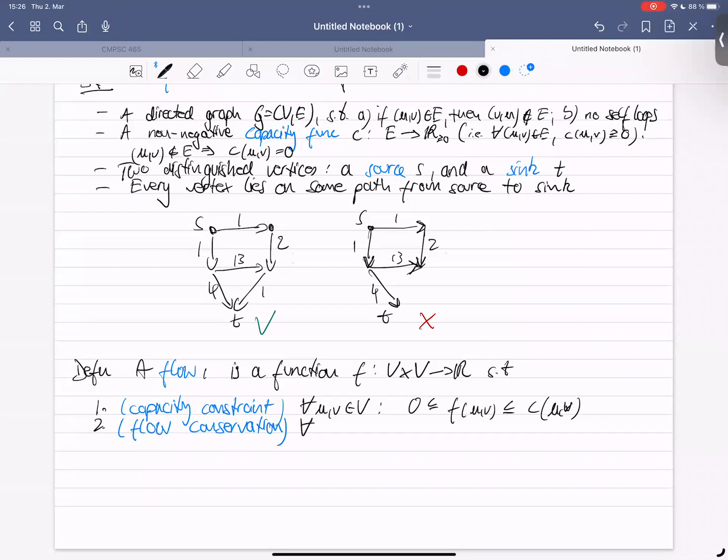Which simply says that for all u and v other than source and sink, so source and sink take special roles here, which again makes sense. In the source, we're producing something, and in the sink, we're absorbing something. So clearly there we don't have flow conservation. But for all other vertices, we want the following to hold: if I sum over all vertices that are entering a given vertex, so I sum up f(v,u) for our given vertex u, then this has to be equal to the sum of all the flow of edges that are leaving a given vertex u. So this is equal to the sum over all vertices v of f(u,v).